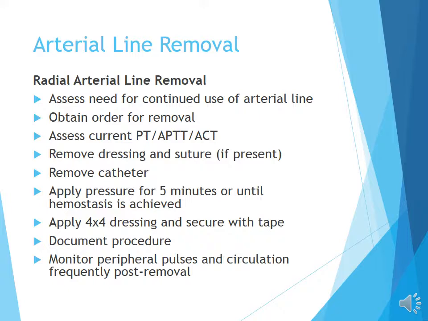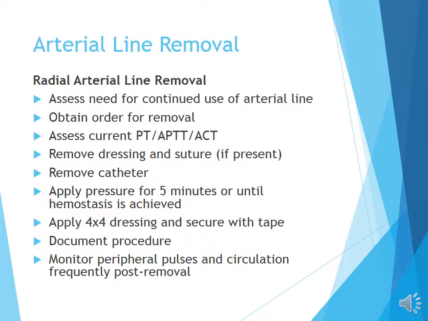So first you do need a physician order to remove the arterial line, and then you want to assess their coagulation status. So either draw a PT, APTT, or ACT, or if they have a recent one that is sufficient, make sure you check that. First you want to remove the dressing and the suture, if it is sutured. They are not all sutured.